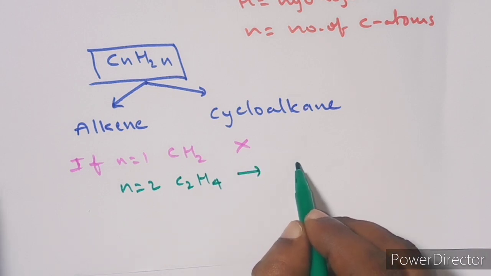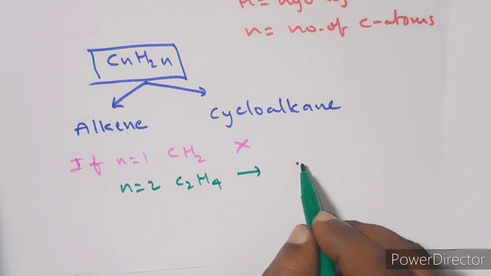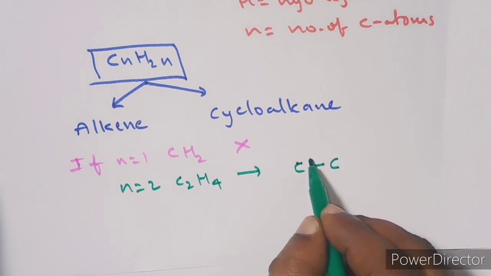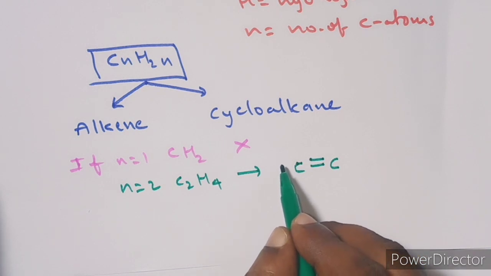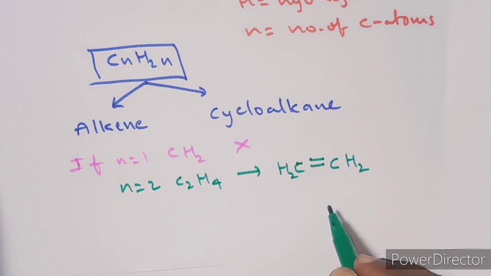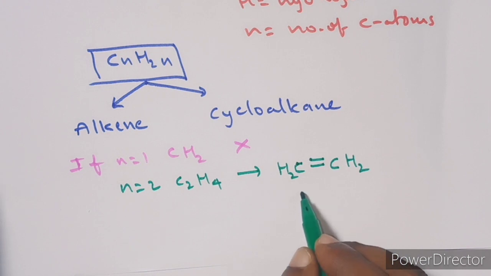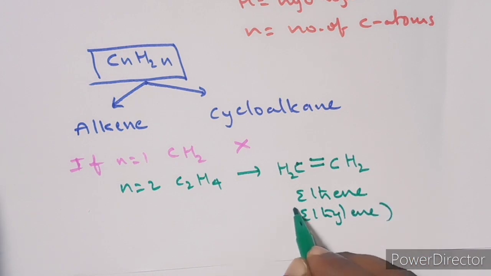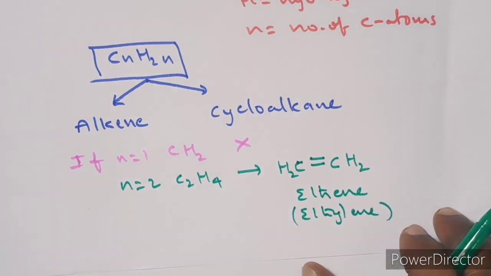The structure can be written like this. Whenever you are writing the alkene structure, first write all the carbons in a normal single chain, then write the double bond between any two carbons, starting from the terminals, and complete the tetravalency to write the correct structure. So this is an alkene. The name of this molecule is ethene or ethylene. Ethene is the IUPAC name. Ethylene is the common name. So we can write only one alkene.